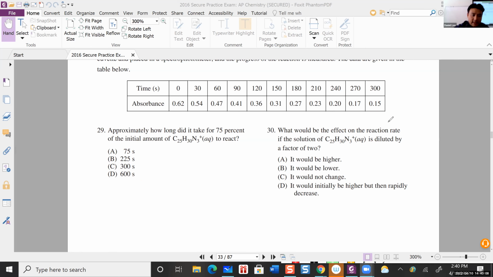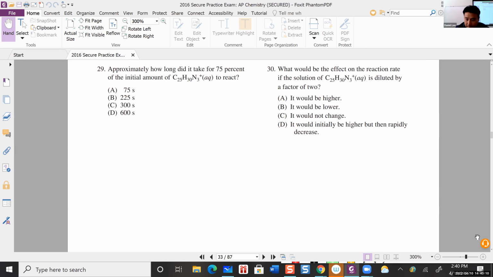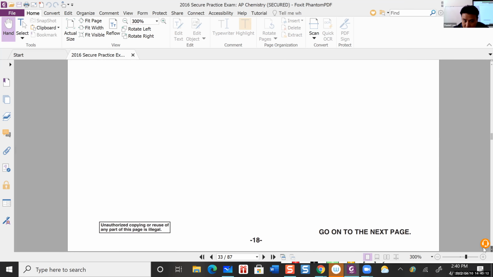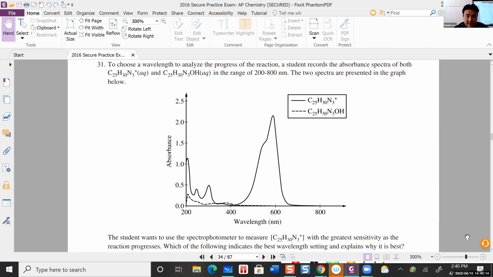The next question, I think it's still part of the same question. Let's look at 31. Yes, still the same part of the question. Now, to use the photospectrometry, we have to choose a particular wavelength.